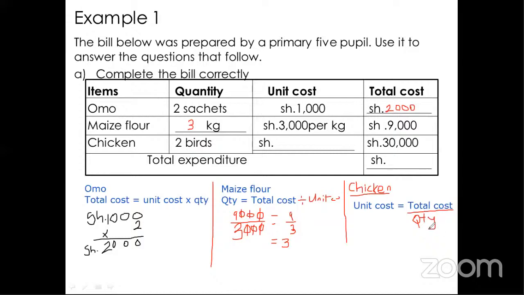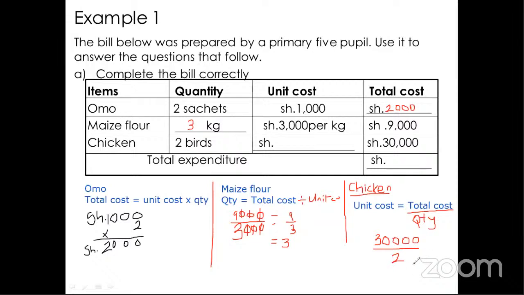So for us to get the unit cost for chicken, like one bird is how much? The total for 2 birds is 30,000. So here you write your 30,000 divided by how many birds you have bought. You bought 2 birds. So you divide by 2.